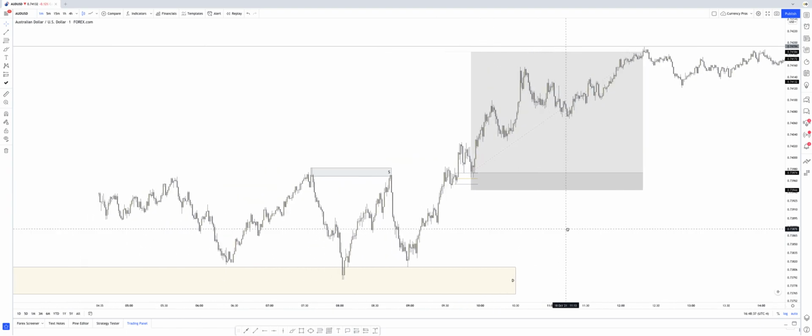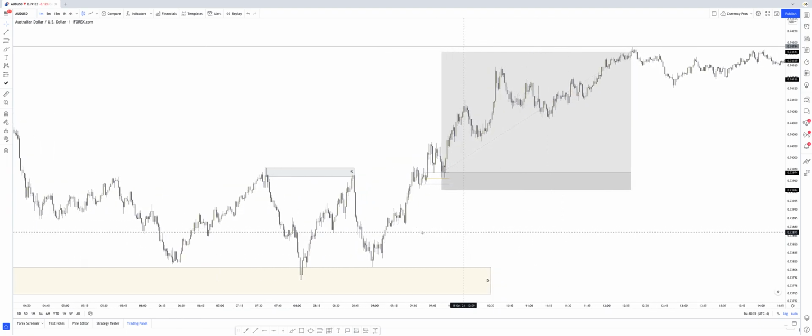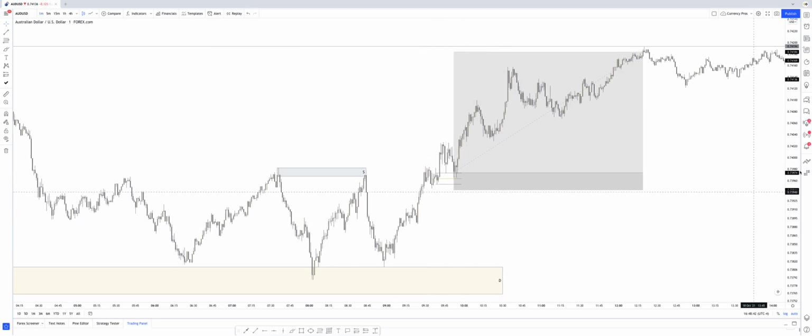Okay, so let's take a look here. Sorry, my TradingView is kind of laggy right now for some reason. I'm not sure why.